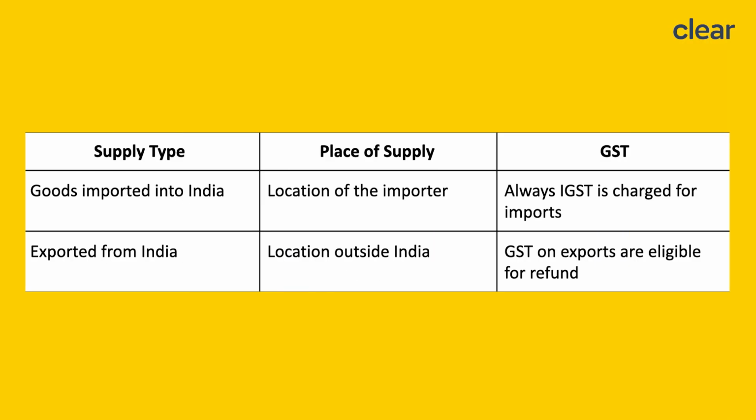Goods imported into India, the place of supply will be the location of the importer, whereas the GST to be charged here will be IGST. Next, goods exported out of India, the place of supply will be a location outside India, and GST on exports is eligible for refund.